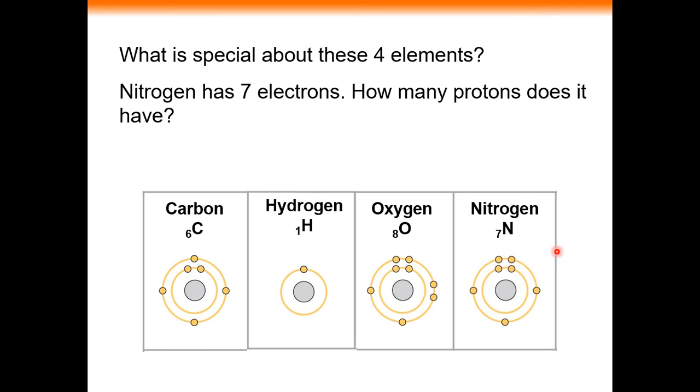How many valence electrons? Some of you are thinking, well, 7. He told me there's 7 electrons. There's 7 valence electrons. No. Remember, valence electrons are the outer shell. So there's 1, 2, 3, 4, 5. So nitrogen here has 5 valence electrons. A neutral nitrogen has 5 valence electrons.